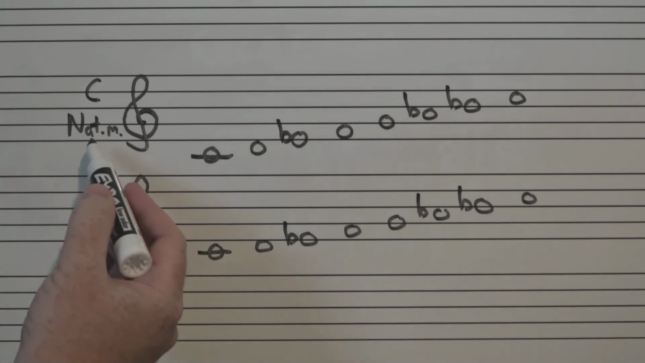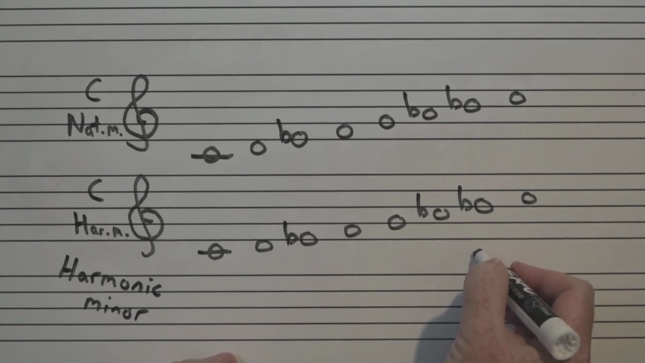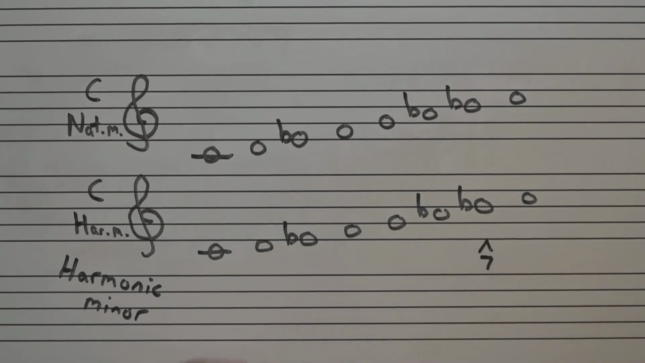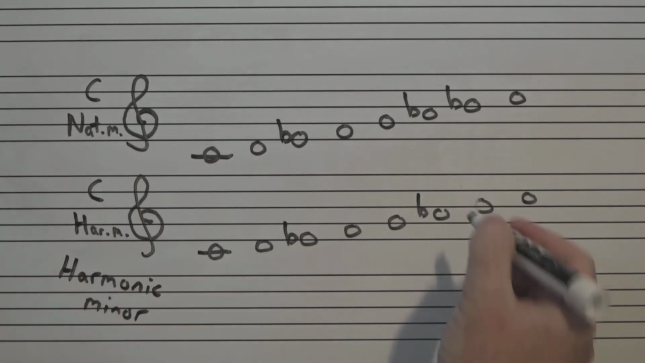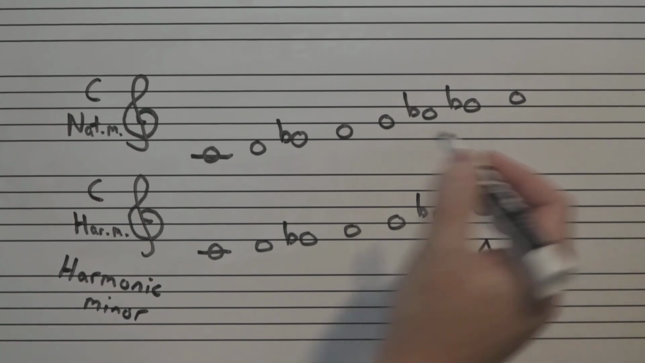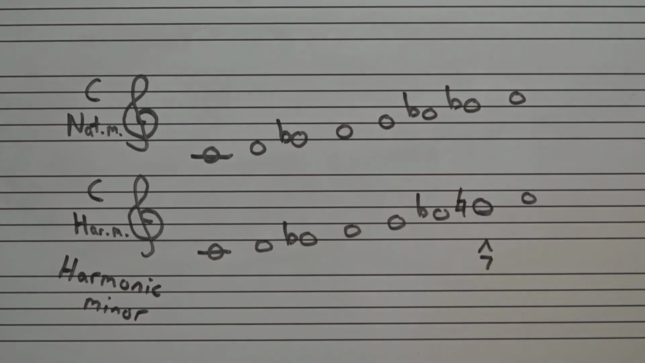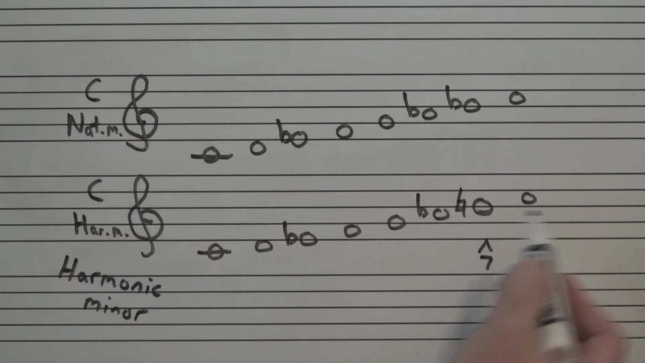Now, how to go from a C natural minor scale to a C harmonic minor scale is just one scale degree, and that is scale degree 7. We want to raise that again. And there we are. Now we have a C natural minor scale and a C harmonic minor scale.